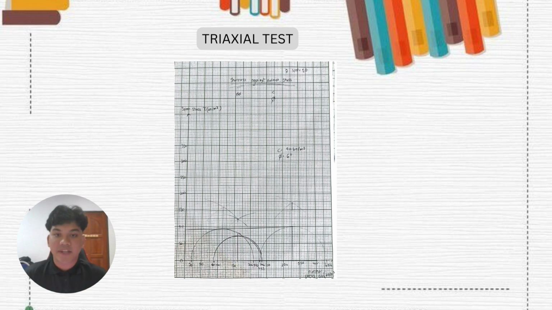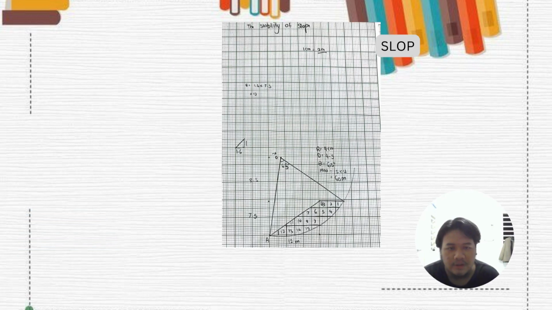After calculating the major stress, you need to plot the graph, which is shear stress against normal stress. And the friction is 0, and our cohesion is 90 degree. So this is the graph for stability of slope. For radius, we get 9 centimeter. For diameter, we get 4.5 centimeter. Then the angle is 90 and 65. Then for area is 50 times 4, then we get 60 meter.